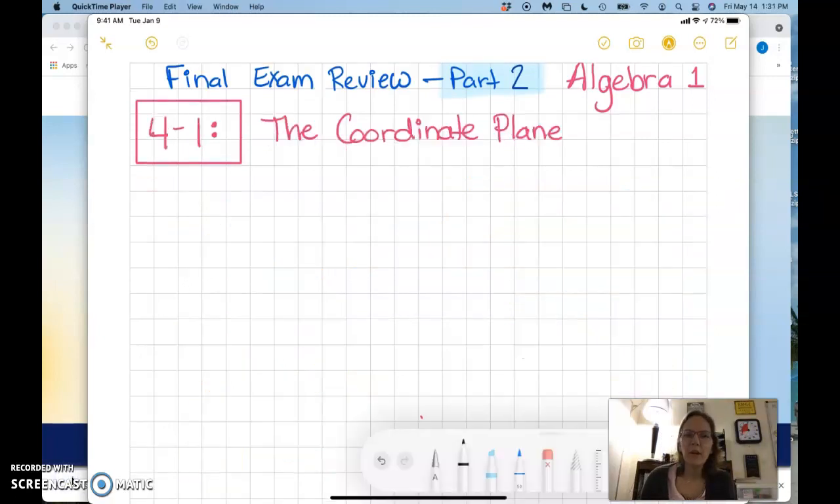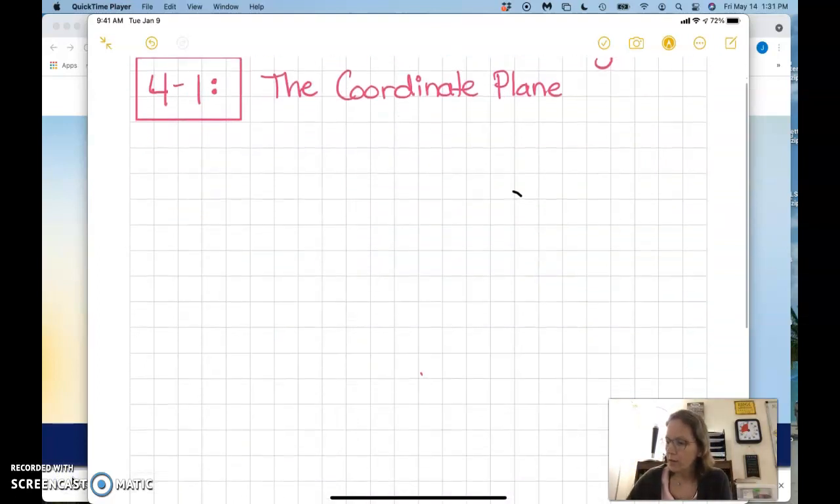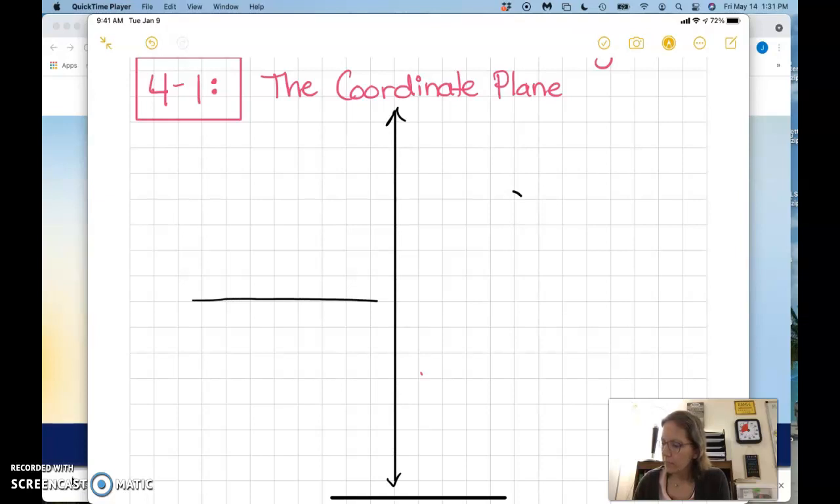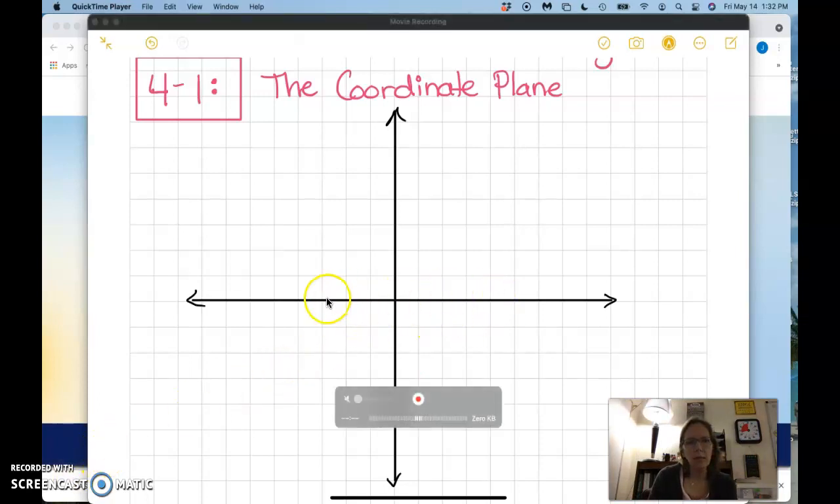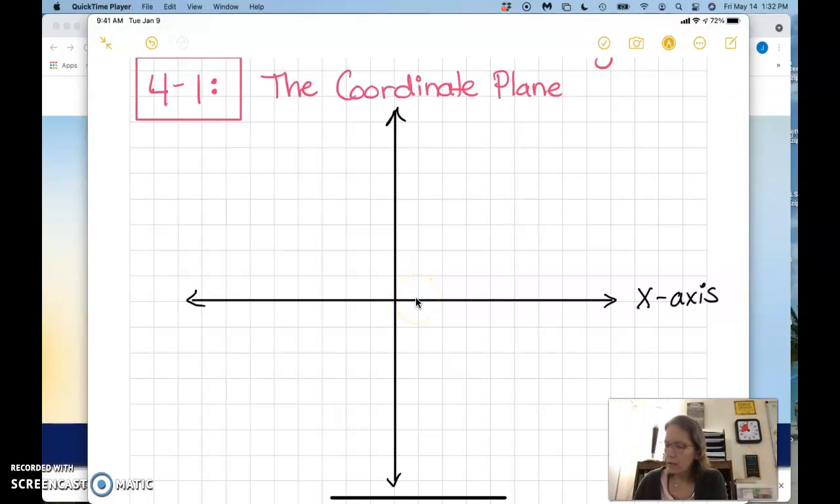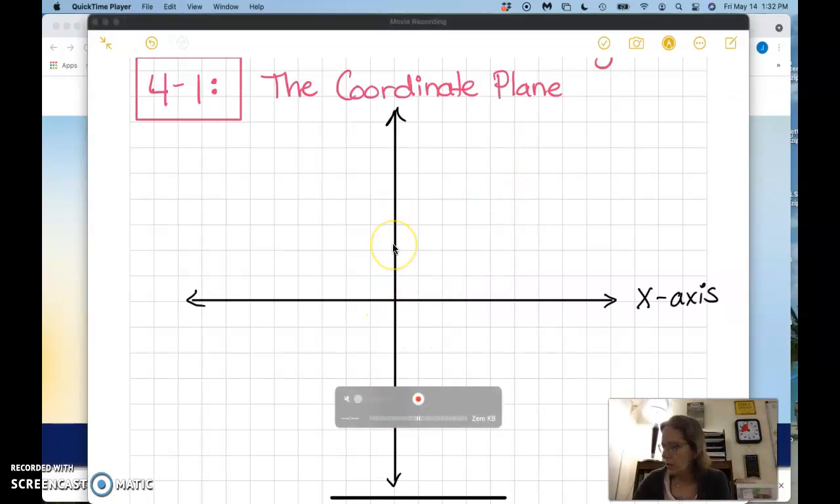All right. We are going to review the coordinate plane now. So we're going to go ahead and draw it right on your paper, or if you have graph paper, draw it on there. Okay. So there's my coordinate plane, and what do I call this line right here? The x-axis. That is correct. And what do I call this line right here? Y-axis. Yes.